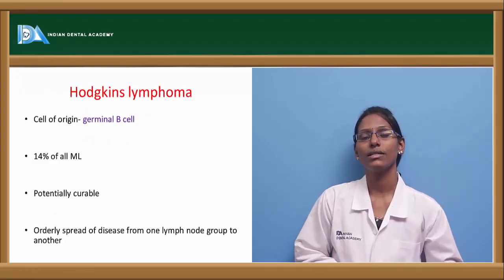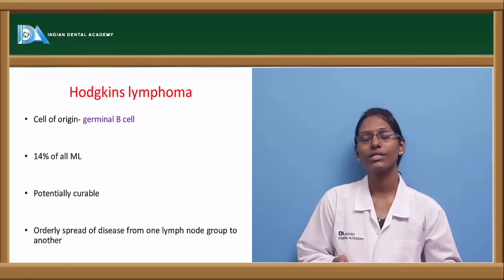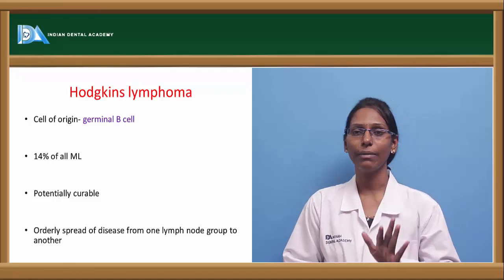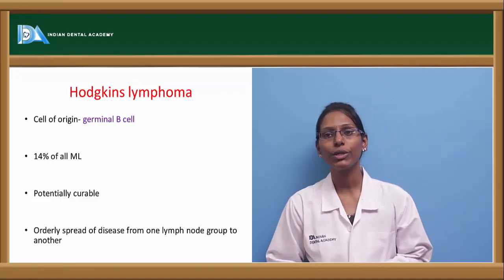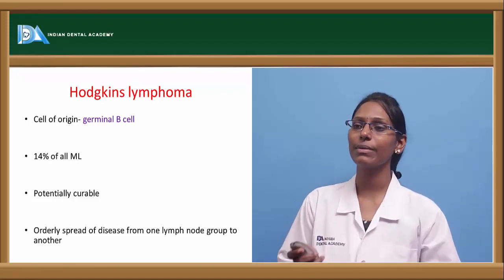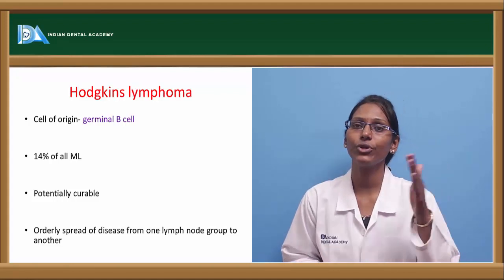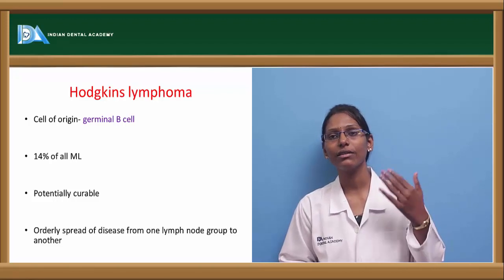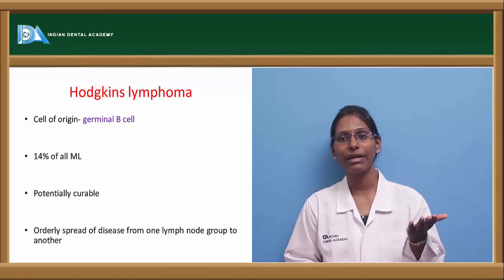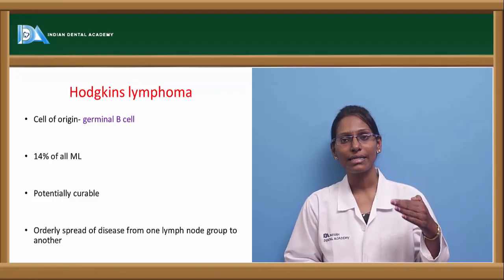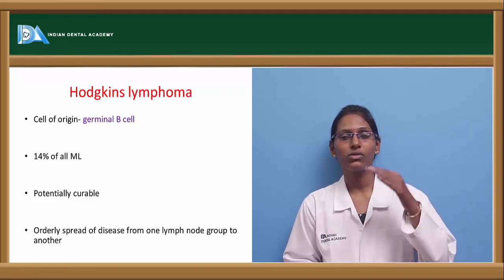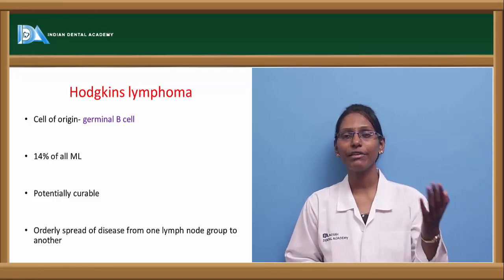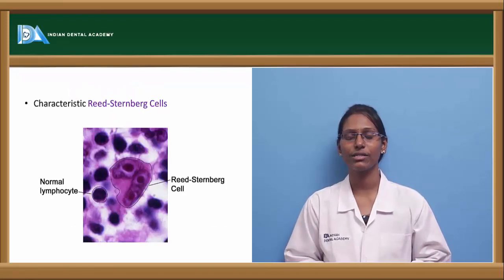Now coming to Hodgkin's lymphoma, usually the cell of origin is the germinal center B cell. Usually it is 14% of all malignant lymphomas. It is potentially curable. However, it has an orderly spread of the disease from one lymph node to another lymph node. So it involves first one lymph node, then later it spreads. For example, if it is involving a cervical lymph node, later it can involve axillary, then splenic, then abdominal. So stepwise it spreads in an orderly fashion from one lymph node to another in case of Hodgkin's lymphoma.